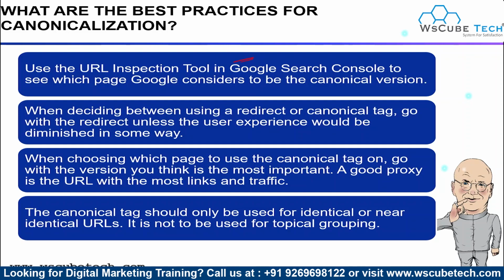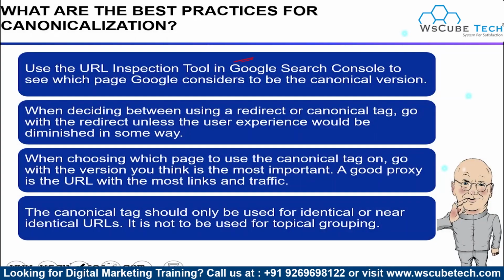So when deciding between using a redirect or canonical tag, go with the redirect unless the user's experience would be diminished in some way. When choosing which page to use the canonical tag, you have to go with the version you think is the most important, a good proxy being the URL with the most links and traffic. The canonical tag should only be used for identical or near identical URLs. It is not to be used for topical grouping. So these are some of the best practices for canonicalization.